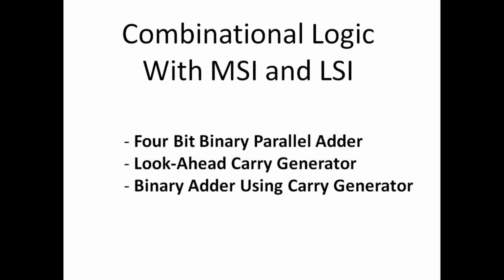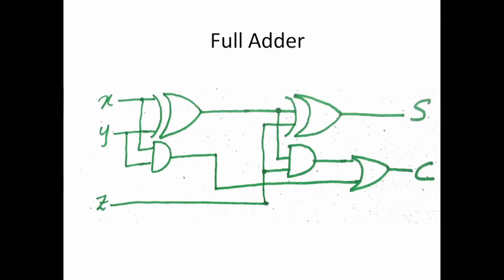In this lecture, there are subtopics. The first one is the 4-bit binary parallel adder. I will design a 4-bit binary parallel adder in this lecture, and then there is a problem called look ahead carry generation or propagation delay. So we will be using a look ahead carry generator to avoid that propagation delay. Then I will use this look ahead carry generator to design a binary adder using carry generator. This binary adder would be without carry propagation delay, which would be much more efficient than the first 4-bit binary parallel adder without carry generator. So let's begin with the first one.